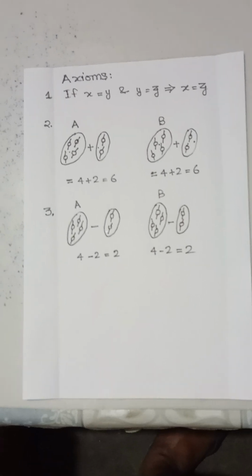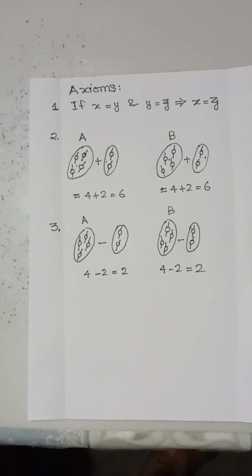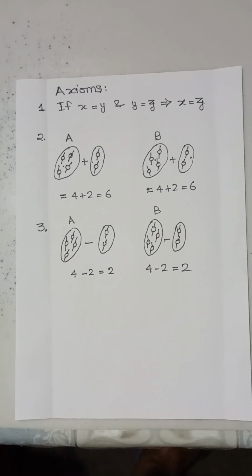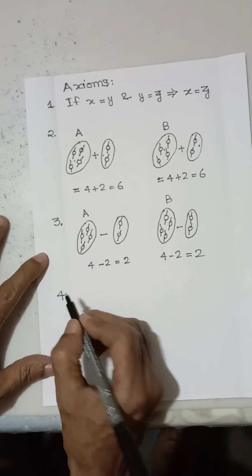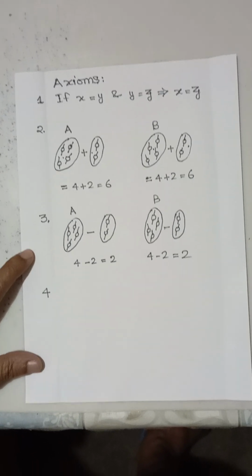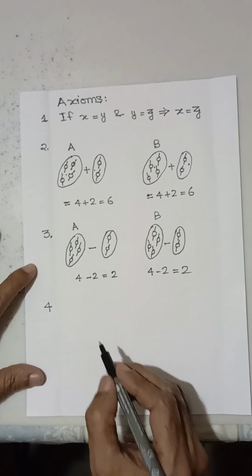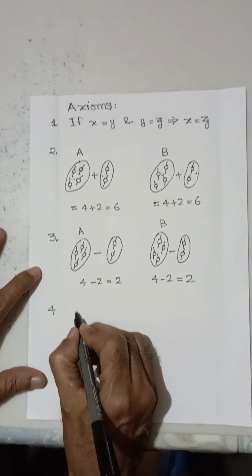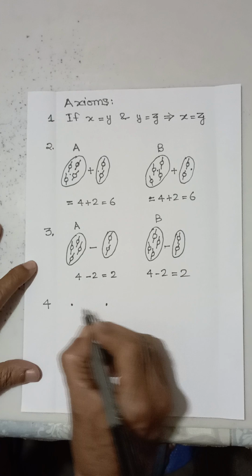Next axiom, that is axiom number 4: things which coincide with one another are equal to one another. Take for example, there is a line AB.